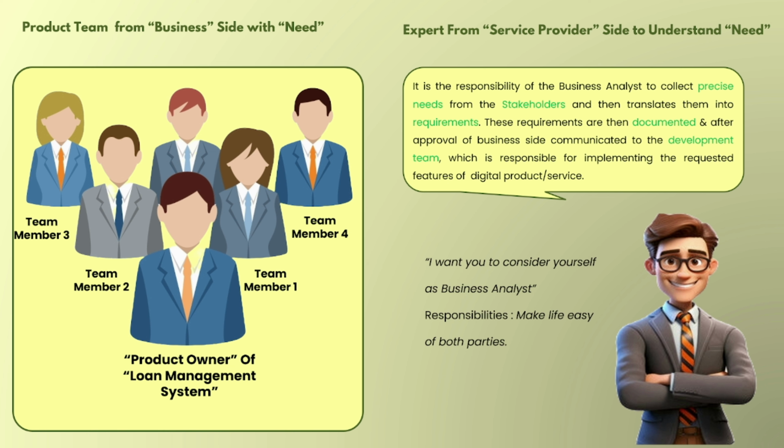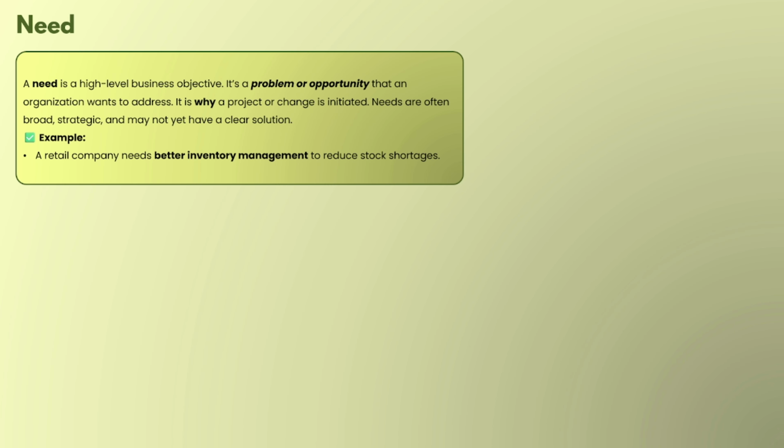Finally, now let's try to understand what needs and requirements are and also explore how needs are different from requirements. A need is a high level business objective. It's a problem or opportunity that an organization wants to address. Means a need comes in the form of a problem as well as sometimes in the form of an opportunity. It all depends upon the business or organization how they are taking it.